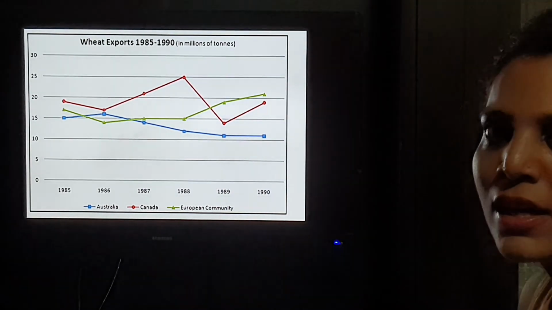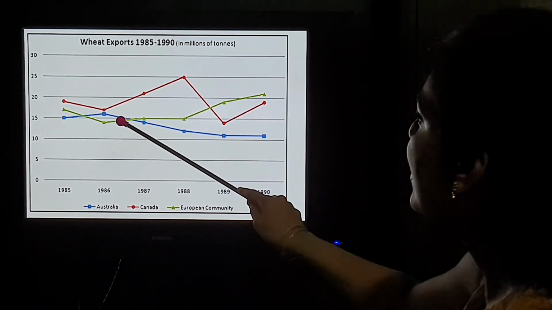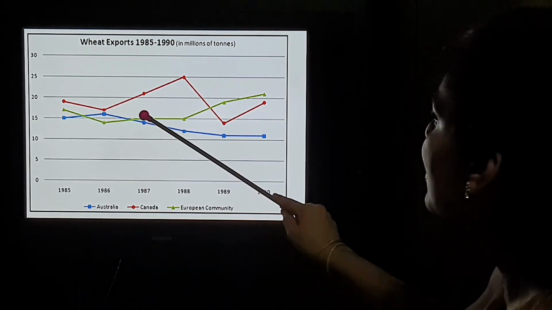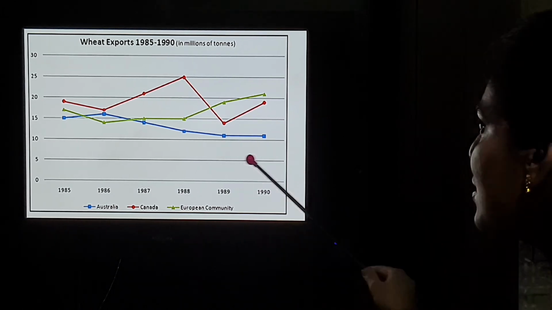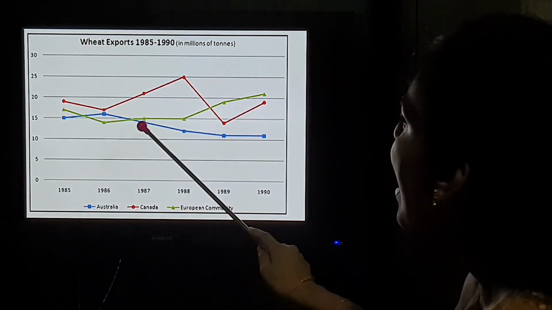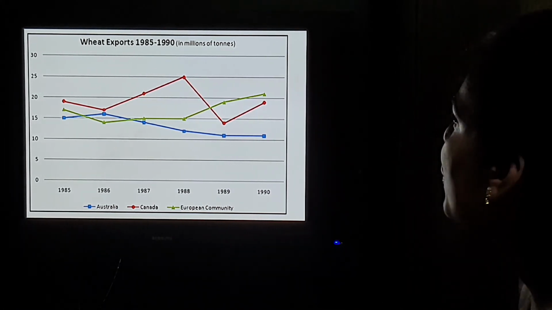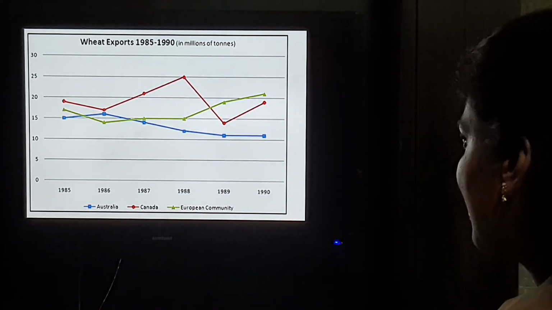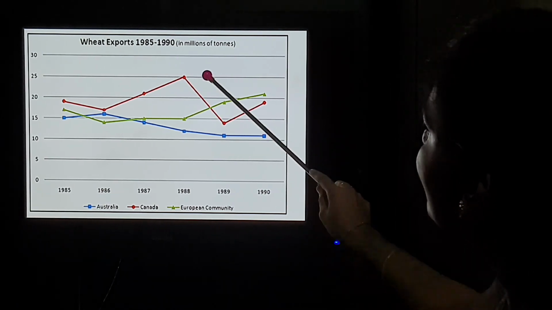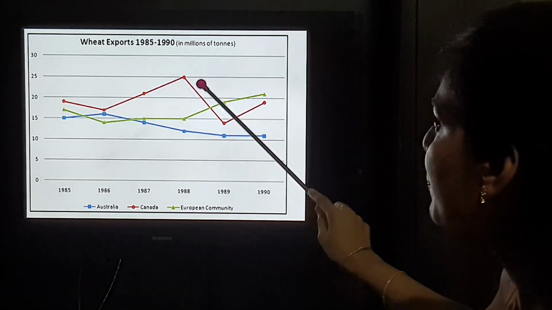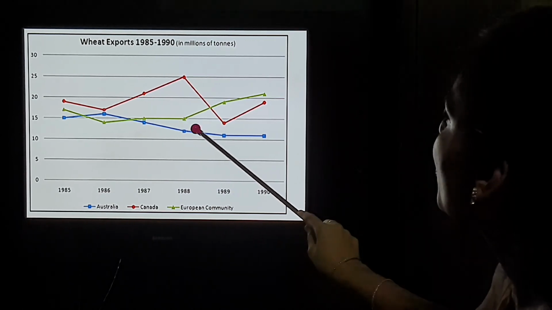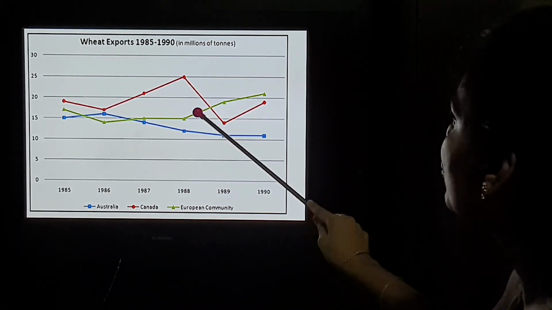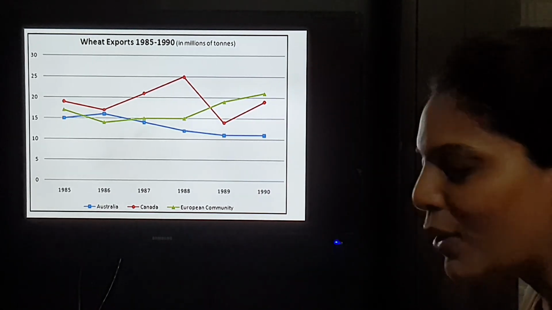Then in 1987 wheat exports of Canada increased, wheat exports of Australia started decreasing from this year, and wheat exports of European community started increasing from year 1987. Then in 1988, we have already said it is maximum. The wheat exports of European community have become stable, and that of Australia have started falling down.